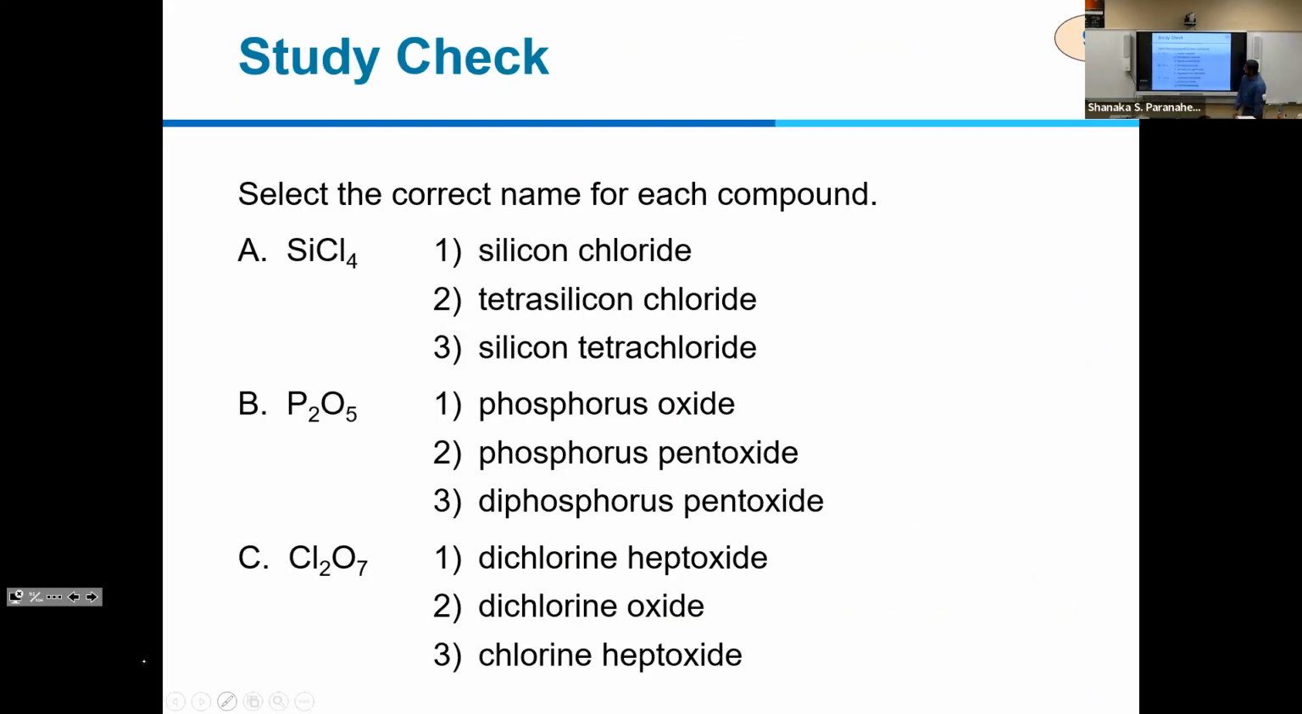Okay. So there are 3 examples on the next slide. What are the answers? What is the first molecule? Even though silicon is a metalloid, it is named the same as a covalent compound. So what is the name? Silicon tetrachloride. Answer is 3. Next one, diphosphorus pentoxide. Answer is 3. Last one, dichlorine heptoxide. Dichlorine heptoxide. Answer is 8.